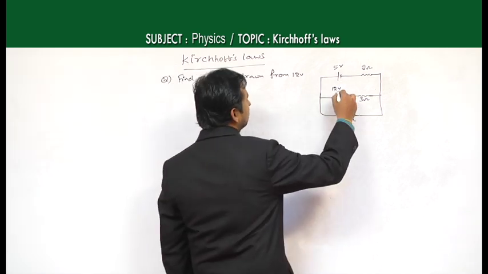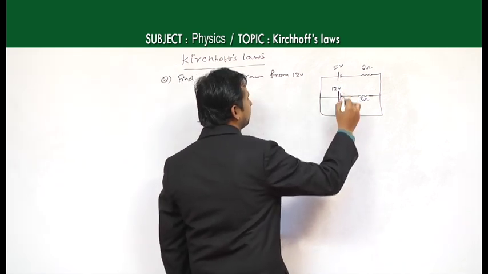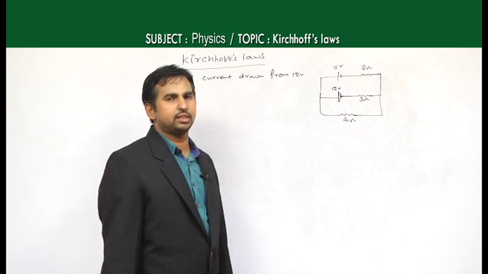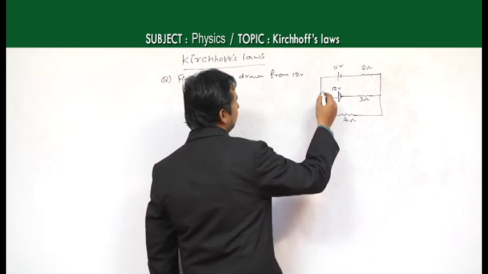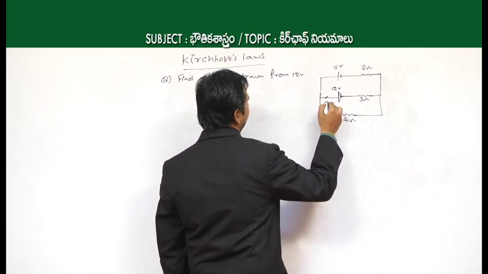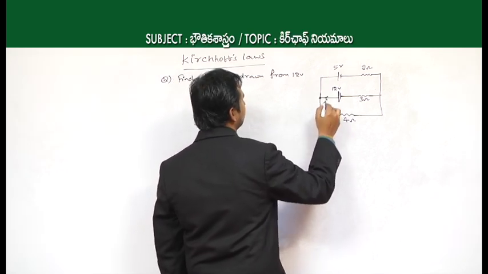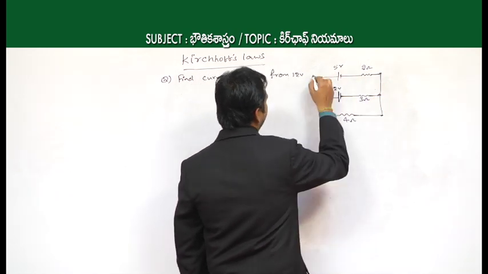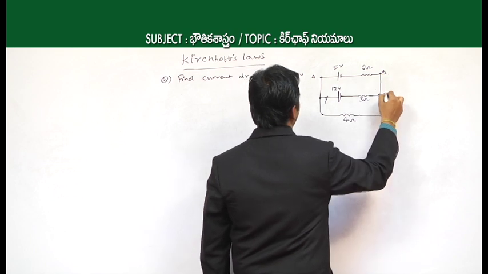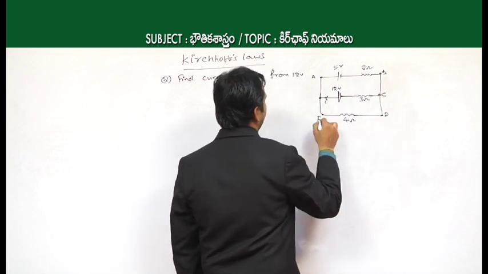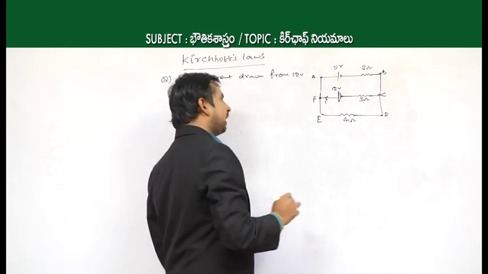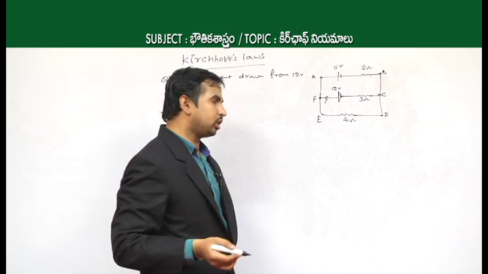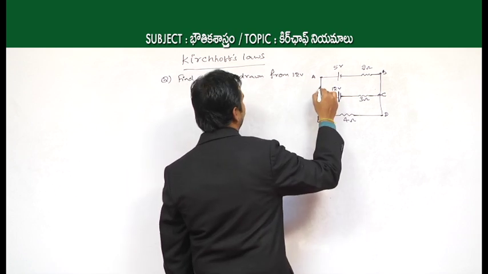Now, first, for the direction of current: as the 12 volts battery has the higher potential, let us suppose the current starts from it. Let us label the junction points as A, B, C, D, E and F. At junction point F, the current is incoming, and at this junction it goes along 2 different paths.